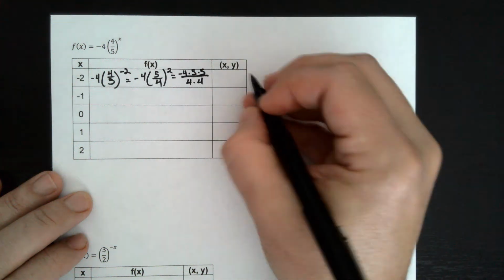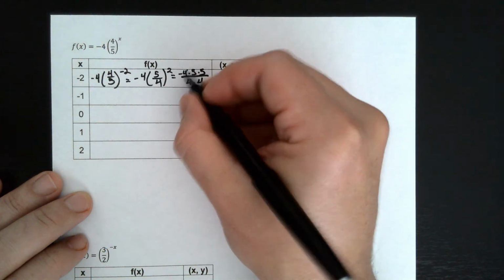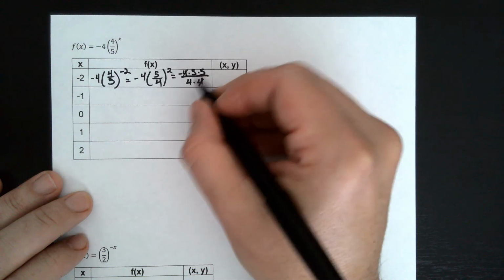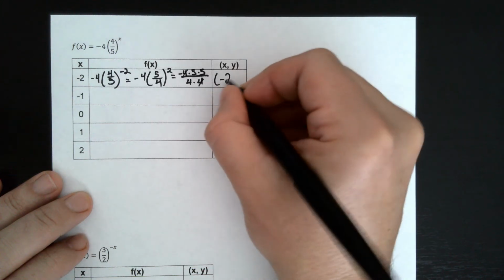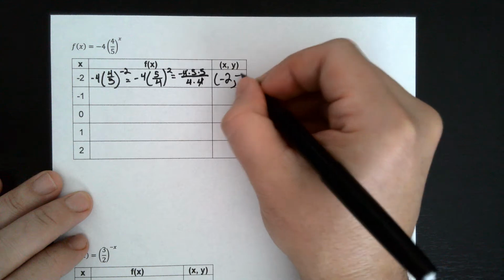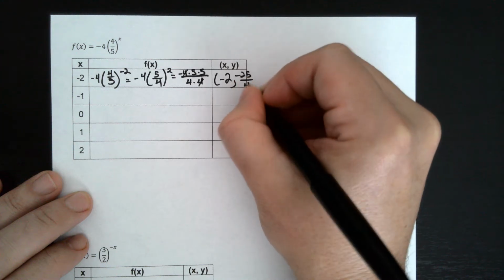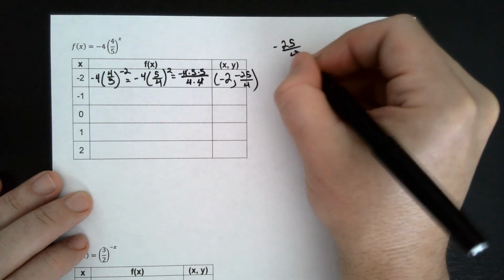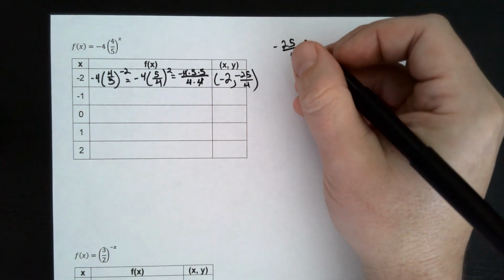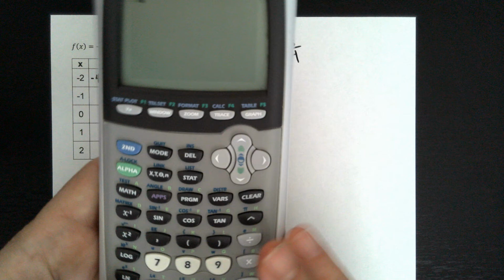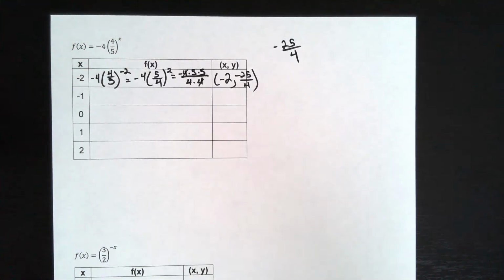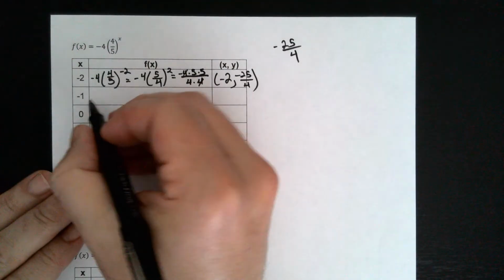So on top, one of these 4s cancels out, and you get -25 on top and a 4 on bottom. So for x = -2, we get y = -25/4. I can write that over here. -25/4 is -6.25.